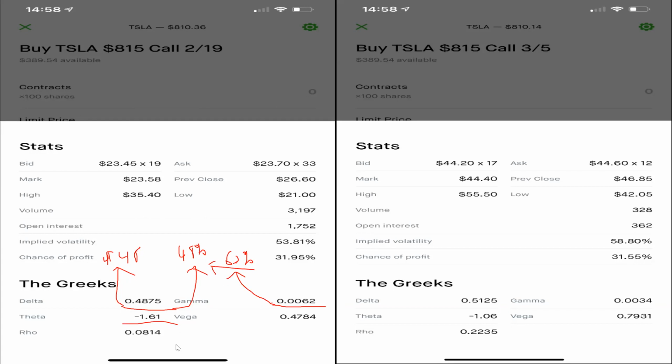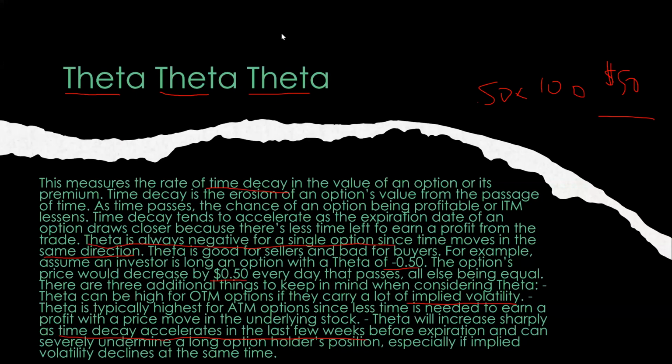We have minus 161. That means every day that passes, we're going to subtract $161 off this bid. So this 23.45, no matter what happens tomorrow, is automatically 21.79. Don't check that math, because I literally just came up with it off the top of my head. I think it's right. Might not be. And so that's how it works.